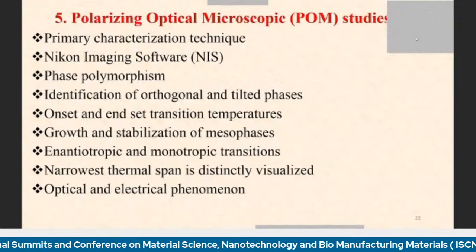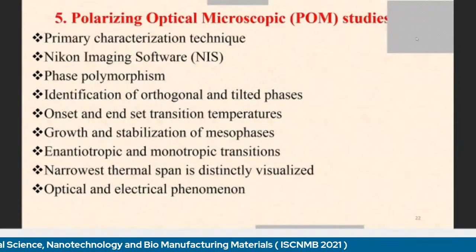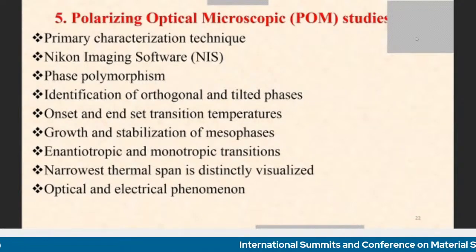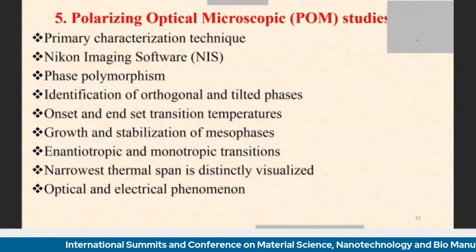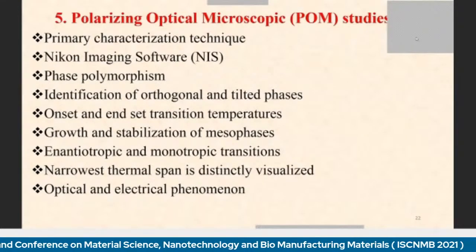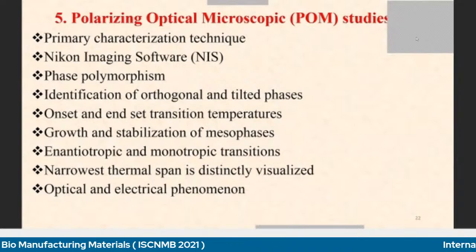From these POM studies, we can get abundant data. For example, we are able to get the phase polymorphism. The total phases exhibited by the complex can be understood from the heating and cooling run of POM. So the phase polymorphism can be clearly understood, along with identification of orthogonal and tilted phases. We have nematic and smectic phases, various kinds of phases. The classification of phases can be understood only by seeing and recording the textures exhibited by the phases.